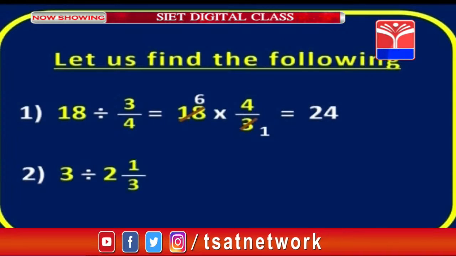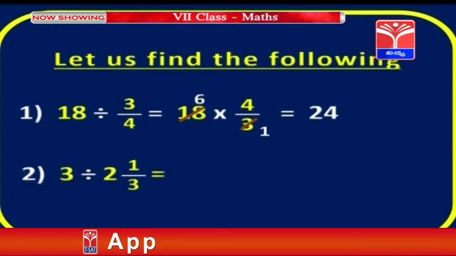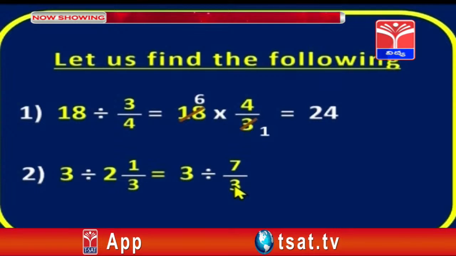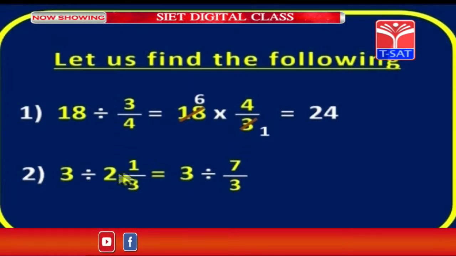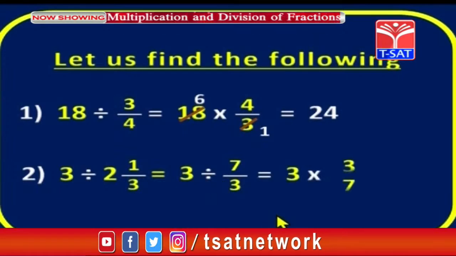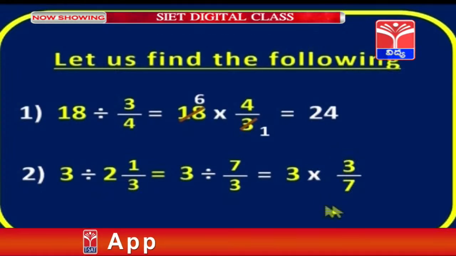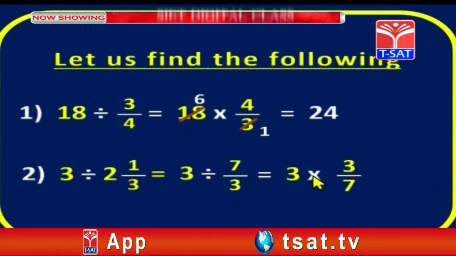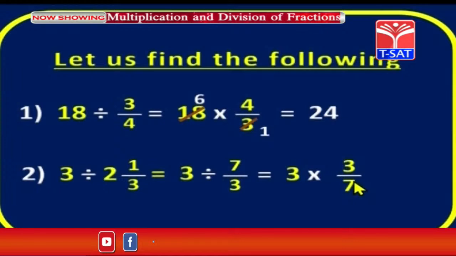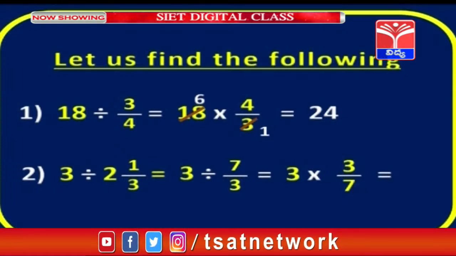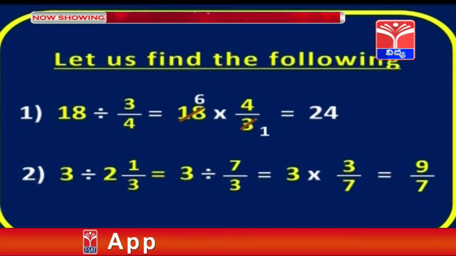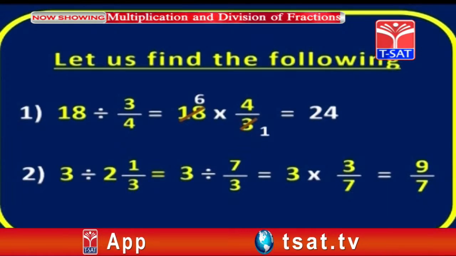Now 3 divided by 2 1 by 3. Here also, this is a mixed fraction, so I converted it into an improper fraction. 3 twos are 6 plus 1, 7 by 3. Now I want to change this, so I can write 3 into 3 by 7. Why 3 by 7? Because instead of division I have taken multiplication, so we have to take the reciprocal of 7 by 3, which is 3 by 7. So 3 into 3 by 7 is 9 by 7. We can do any number of problems like this. So children, try to solve some more problems from your textbook.